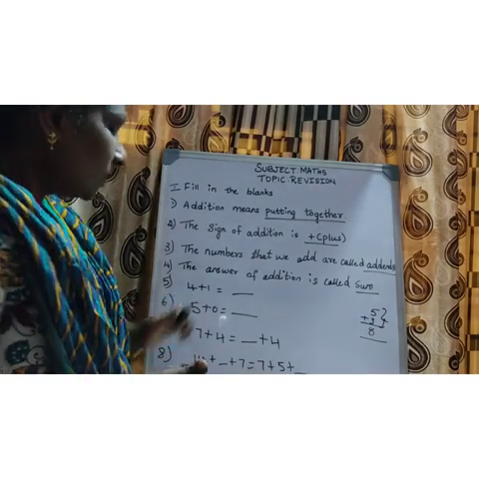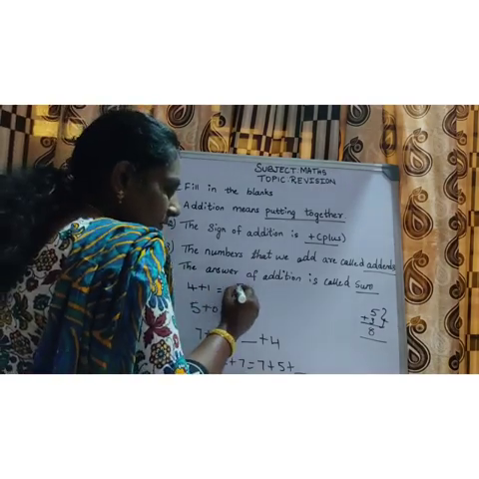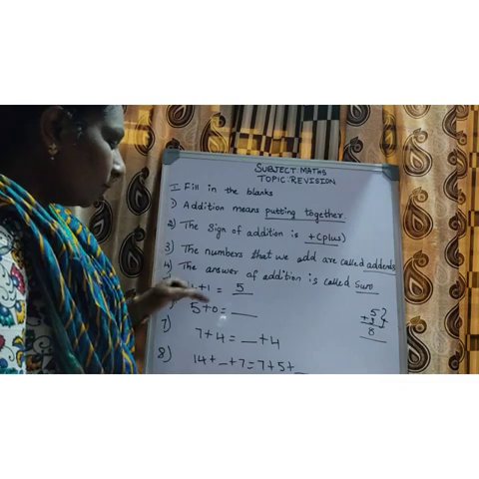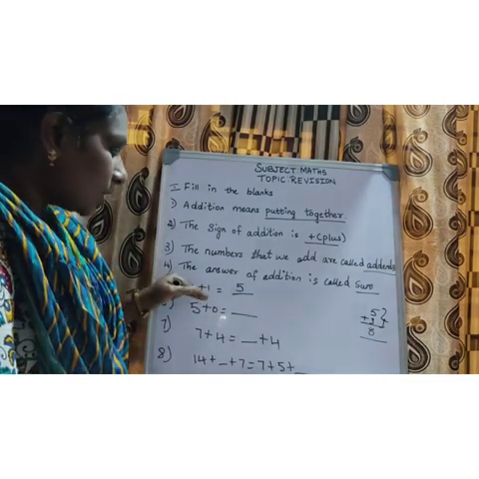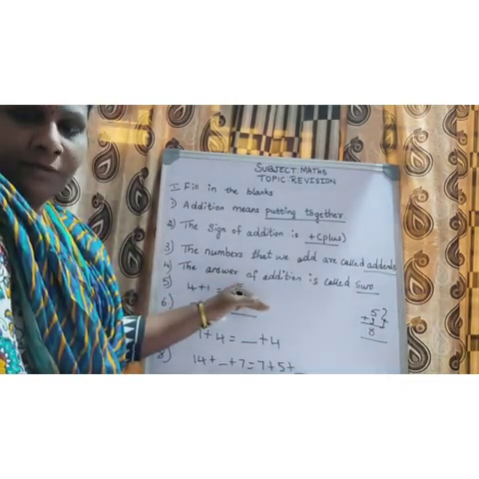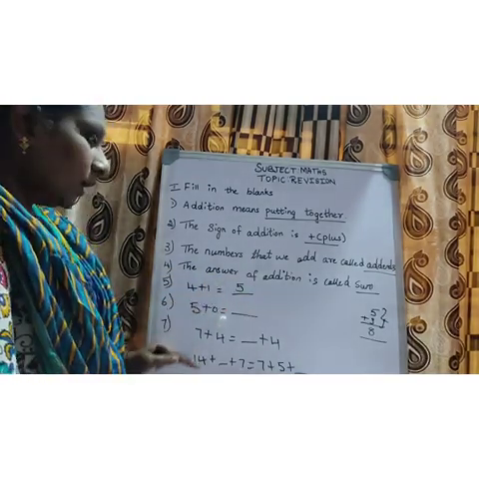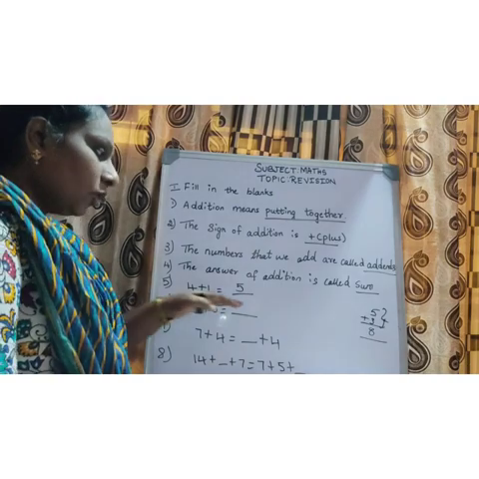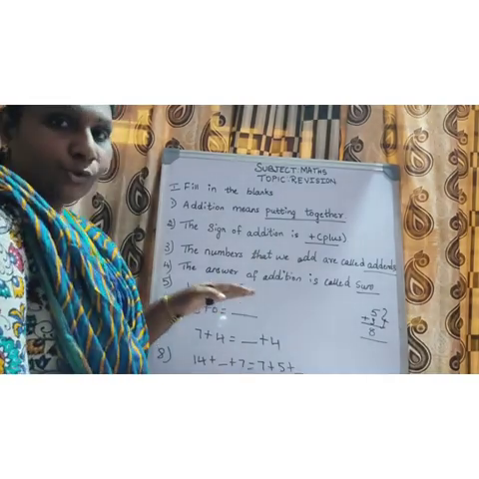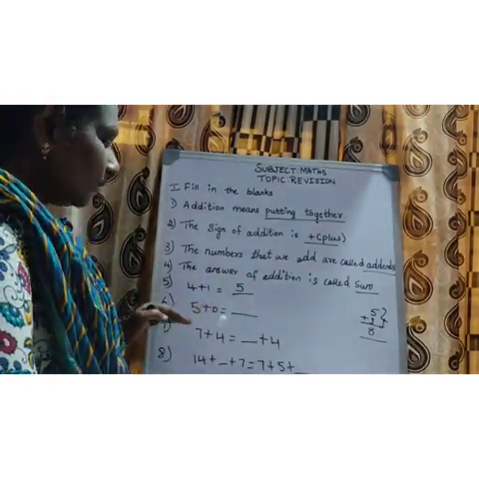So 4 plus 1 is how much? 4 plus 1 is 5. So the successor of 4 is what? 5. Yes, isn't it? The successor of 4 is 5. So that you can remember. Wherever you can use the properties, use them and you can save your time.